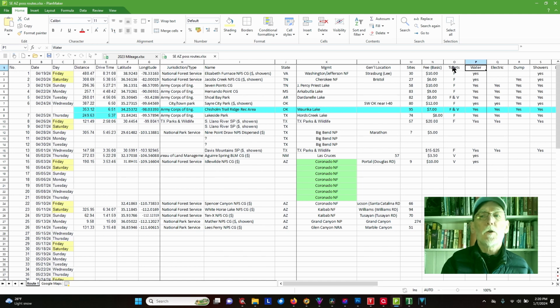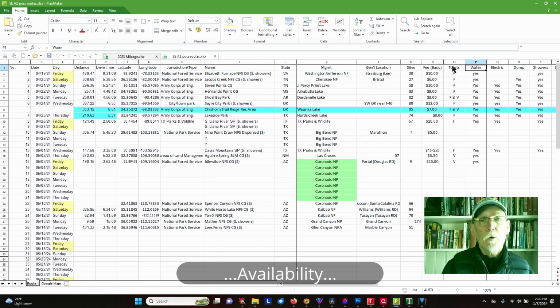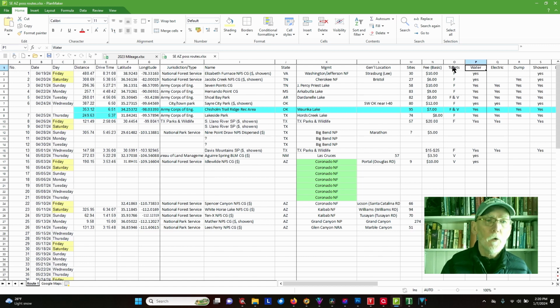The next is toilets. That would be flush toilets versus vault toilets. Next is water, especially out west. Water available is pretty spotty. Here in the east, it's almost unheard of to have a campground that doesn't have water, although there are plenty of dispersed areas and free campgrounds that don't have water. So water is important to us. It's probably the biggest limiting factor in how long we can stay at a particular place. So at least every 3 days we need to be at a place that will have water available.